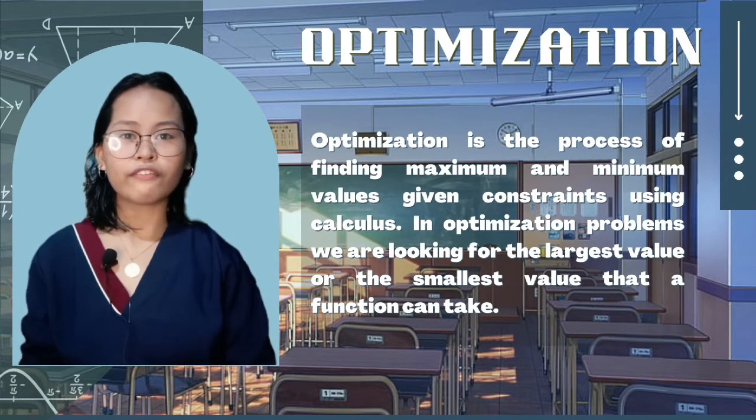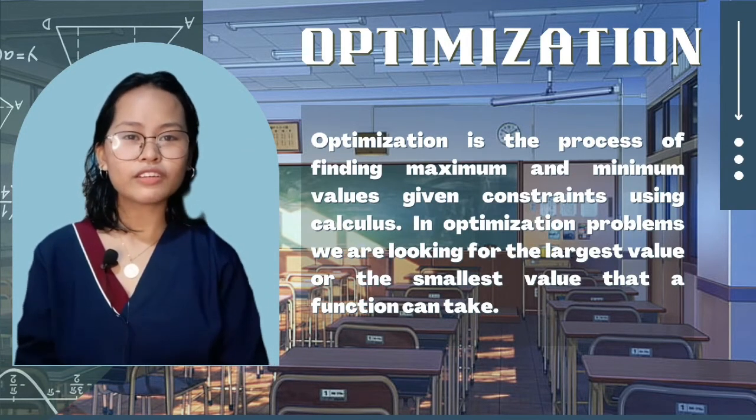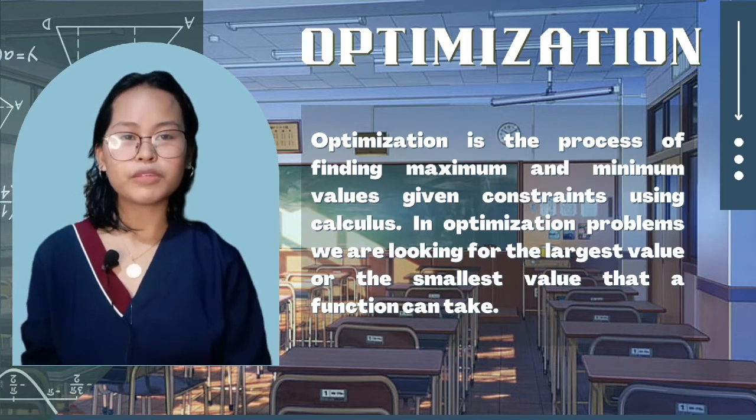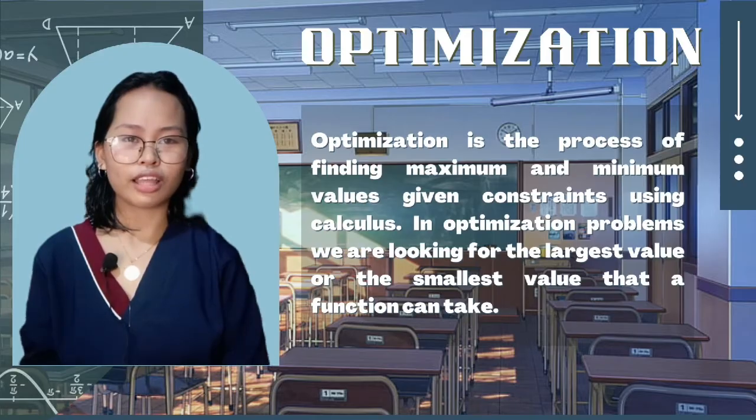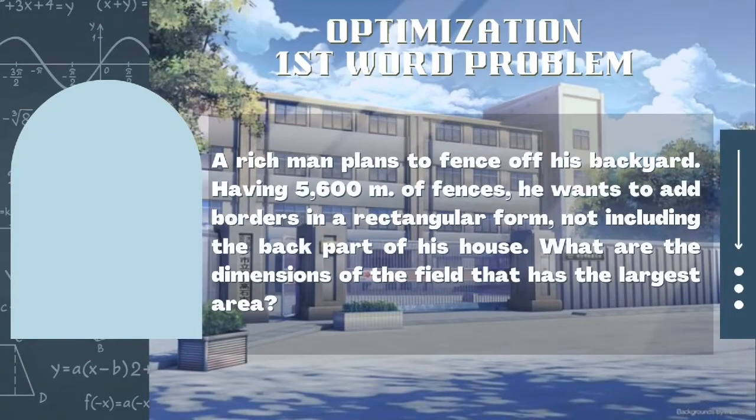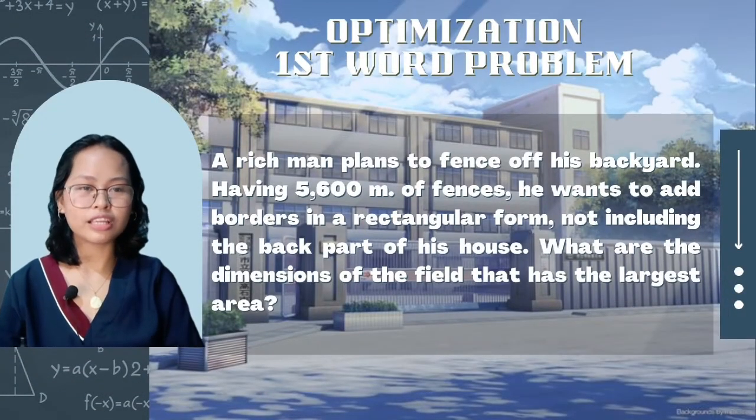Optimization is the process of finding maximum and minimum values given constraints using calculus. In optimization problems, we are looking for the largest value or the smallest value that the function can take. Hi, I'm Ashley Alvarez, and I'll teach you how to solve an optimization situation.